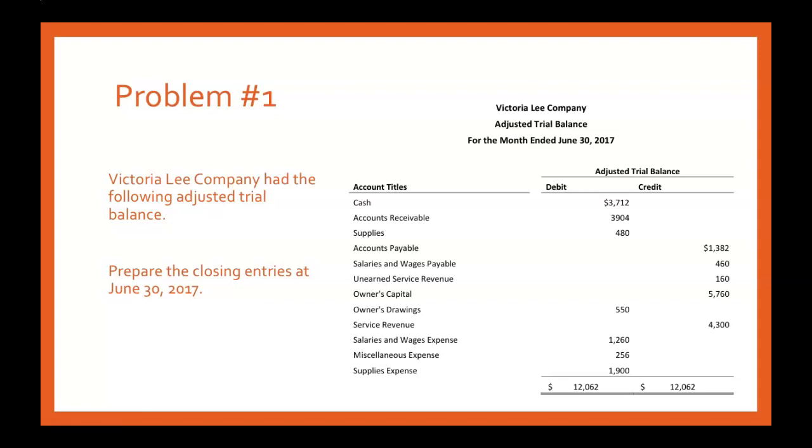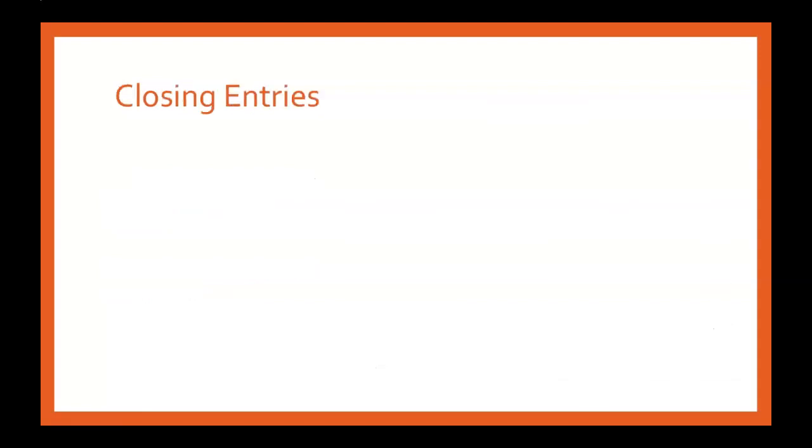And so that means you have to close revenue accounts, you have to close expense accounts, and you have to close your owner's drawings. So we have this problem here with an adjusted trial balance, and we need to prepare the closing entries. But before we dive into that, let's just talk about what the closing entries are.